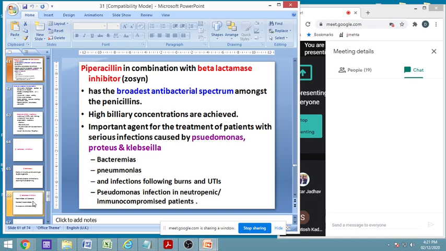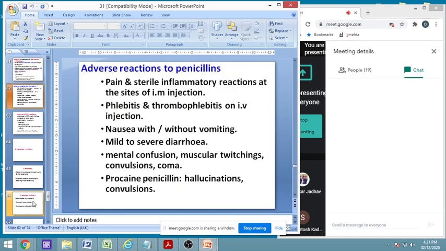It is an important agent for treating patients with serious infections caused by Pseudomonas, Proteus, and Klebsiella, presenting as bacteremias, pneumonias, infections following burns and UTIs, and Pseudomonas infection in neutropenic and immunocompromised patients. In these, piperacillin is a drug of choice. It is one of the best agents.